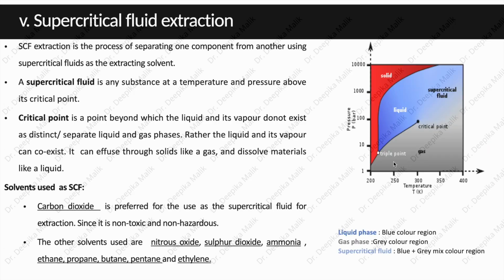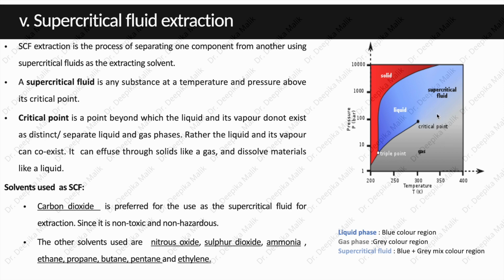The last method to be discussed to carry out concentration in downstream processing is supercritical fluid extraction. It is a process of separating one component from another using supercritical fluids as the extracting solvents. A supercritical fluid is any substance at a temperature and pressure above its critical point. The critical point is a point beyond which the liquid and its vapor do not exist as distinct or separate liquid and gas phases. Rather, the liquid and its vapor can coexist.